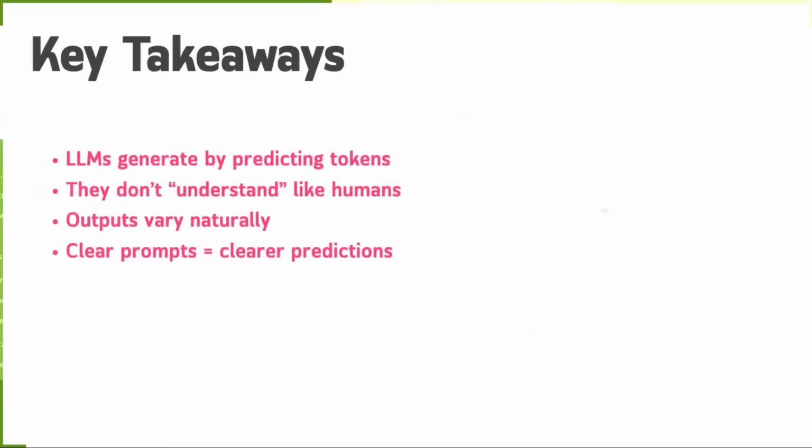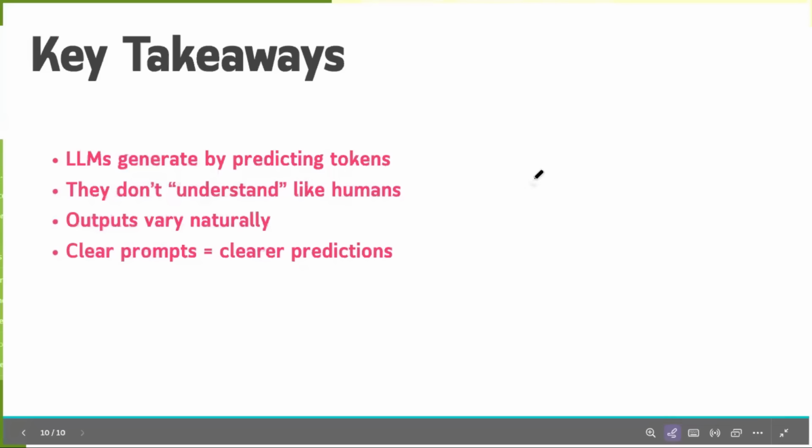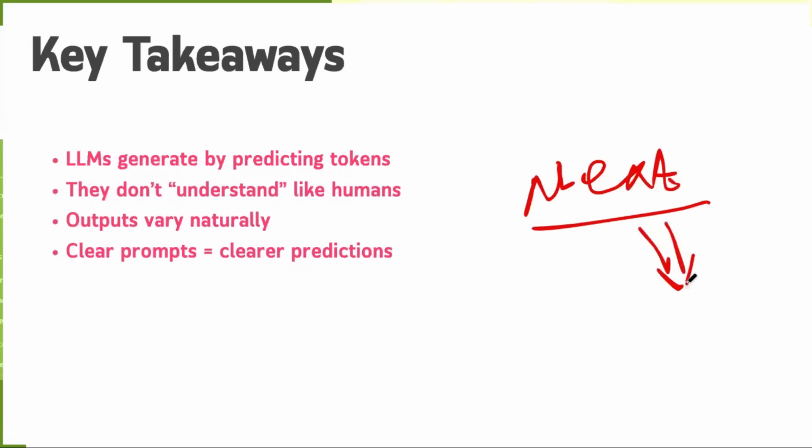Once you understand that LLMs predict tokens, not meaning, you will see why our prompts must be precise. In the next lesson, we will explore why prompt engineering matters.